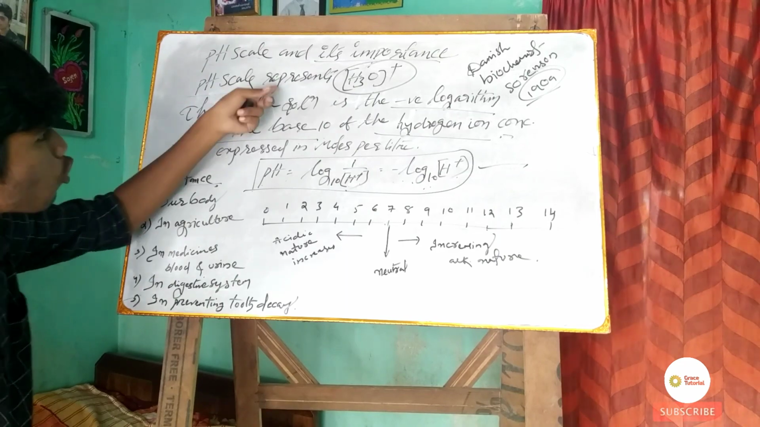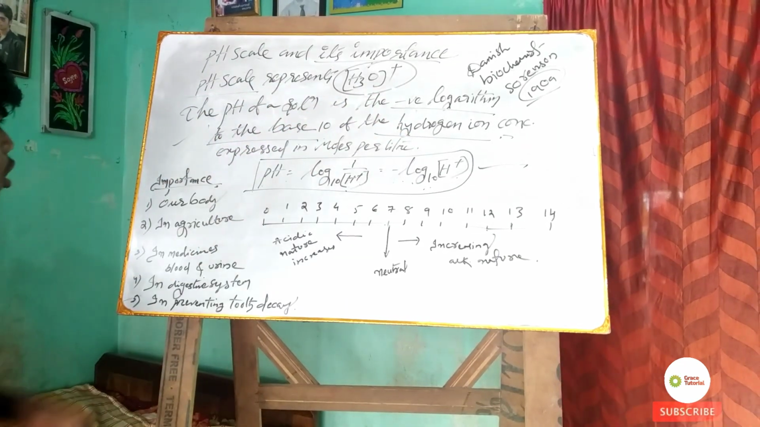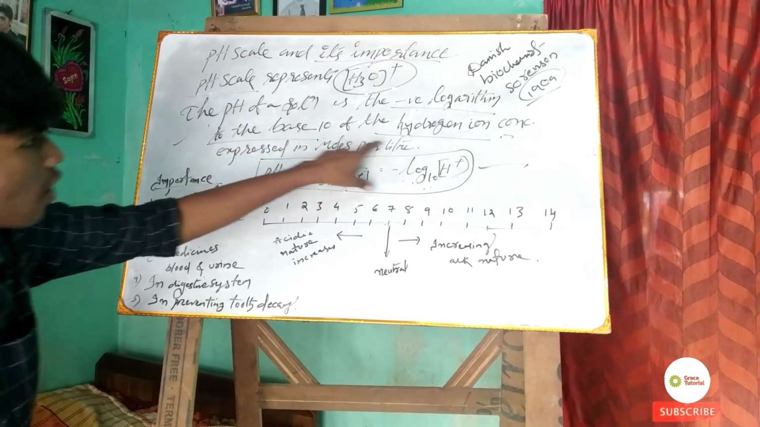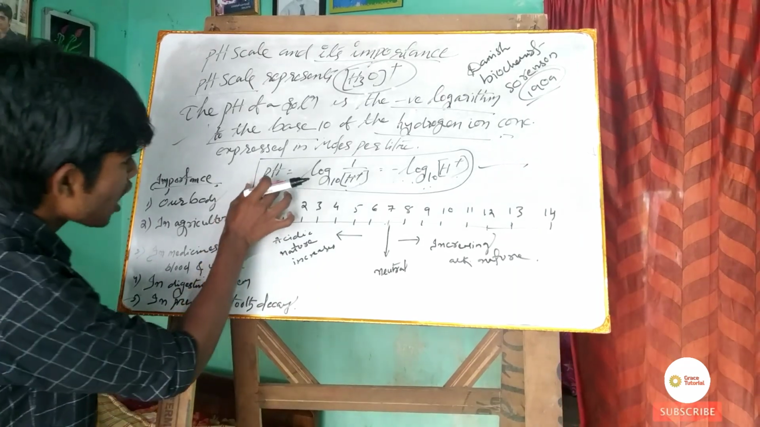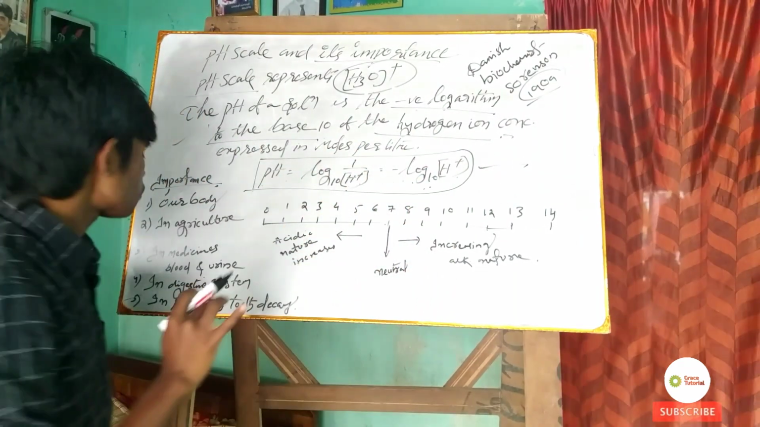So the pH scale represents the hydronium ions of the given aqueous solution. So this is the definition of the pH, the negative logarithm to the base 10 of the hydrogen ion concentration. That is what I have written in formula form, that is pH equals minus log 10 H plus.